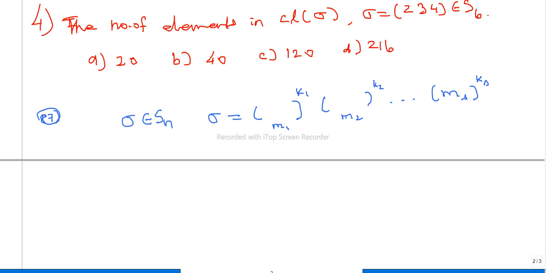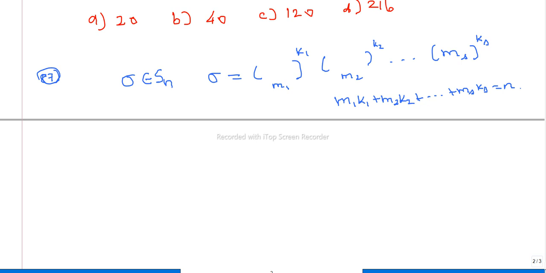And what is the condition? If you take the product of these numbers and then sum, that is m1 into k1 plus m2 into k2 plus, etc., plus ms into ks, it should be equal to n. This is the condition. You can include a 1-cycle also; that one cycle you can allow.